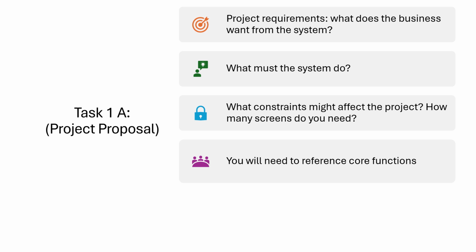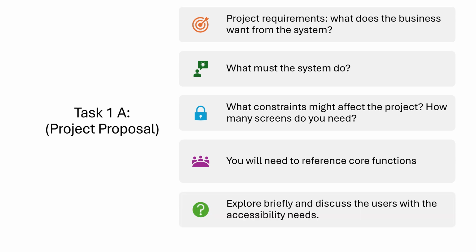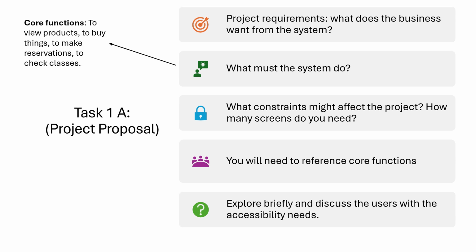You'll need to reference some core functions, the things that the business needs, the user interface to provide and what that core function would be. And then again here you are going to explore and reference accessibility needs, because it is part of the requirements. They have in every single PSA identified some of the accessibility needs. So what must the system do? So I would say core functions would be things like viewing product, buying things, making reservation. Whatever this scenario is, you need to identify that and put that within your writing.